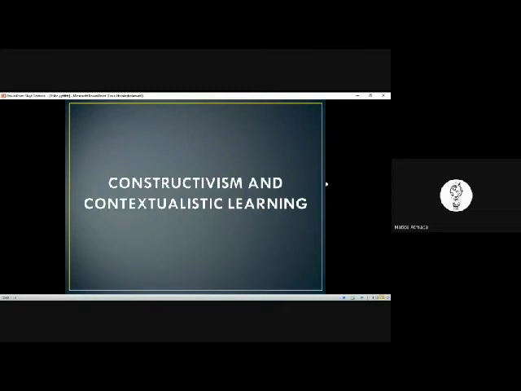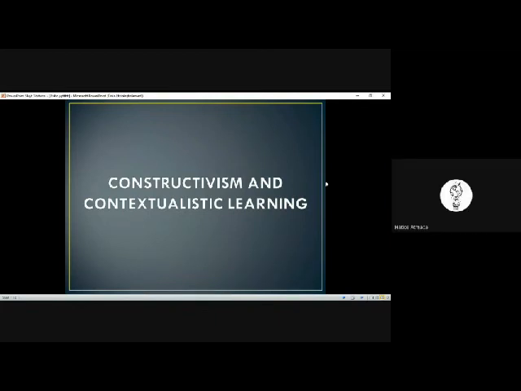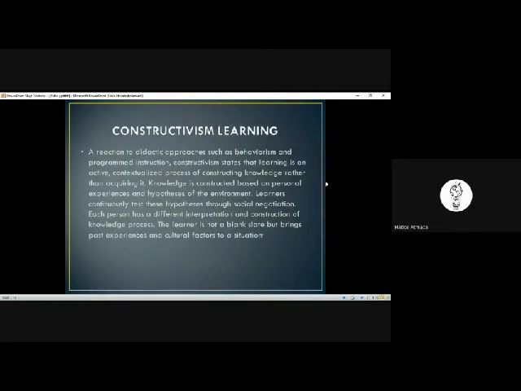Good evening, everyone. Good afternoon, I mean. I would like to present constructivism and contextualism learning. Firstly, constructivism is a learning theory that equates learning with creating meaning from experience. Learning is more meaningful to students when they are able to interact with a problem or concept.